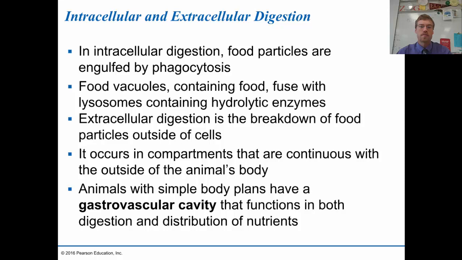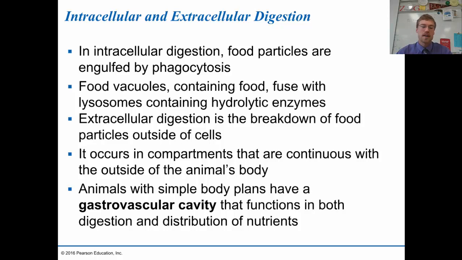Extracellular digestion is where the food is broken down outside of the cells. This is what we do. We break down the food within our stomachs, and then we absorb the food in our small intestines. This occurs in compartments that are continuous with the outside, so it basically goes all the way from one end to the other.